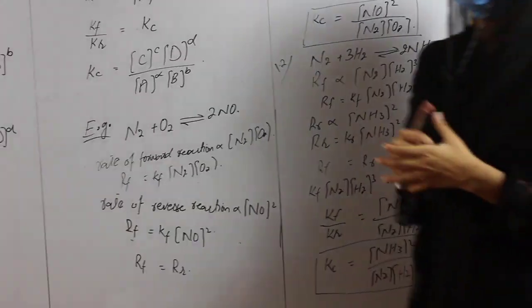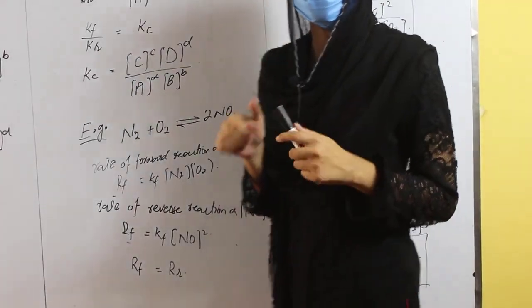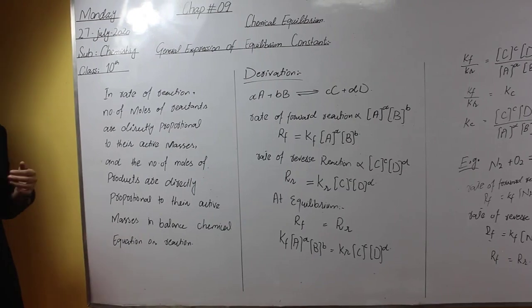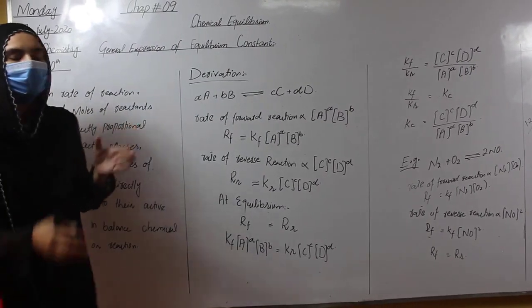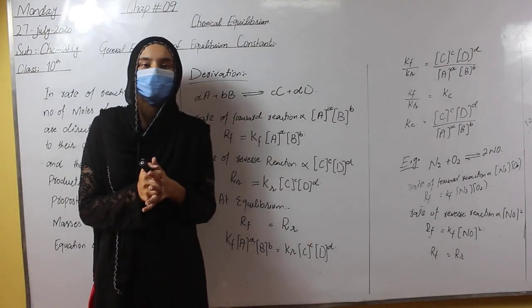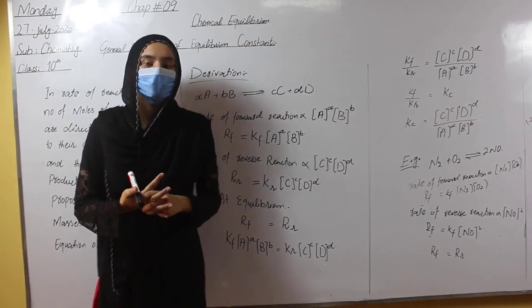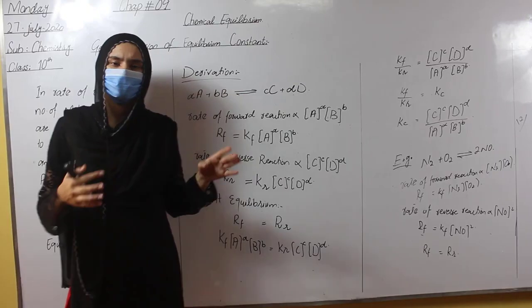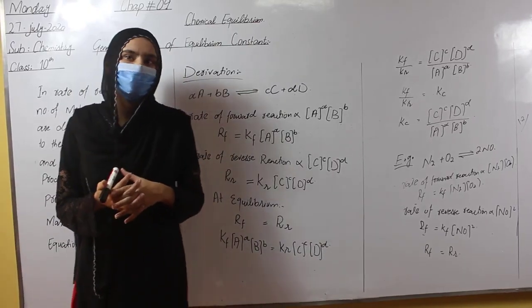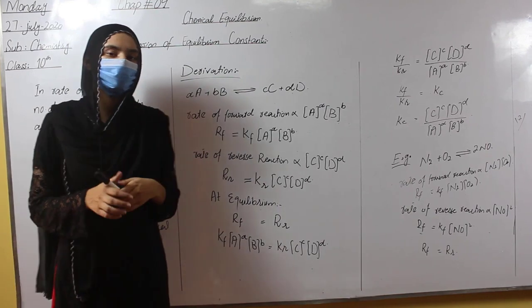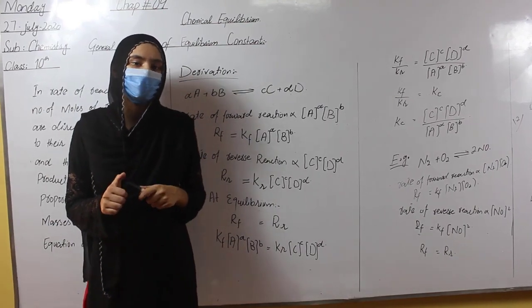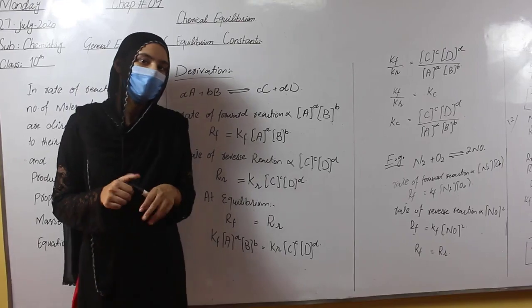Now I repeat the whole lecture which we did today. First of all, in today's lecture we discussed the general expression of the equilibrium constant. In the previous lecture we discussed the law of mass action, and today we discussed the general expression for the equilibrium constant, meaning we are doing the practical example of the law of mass action.